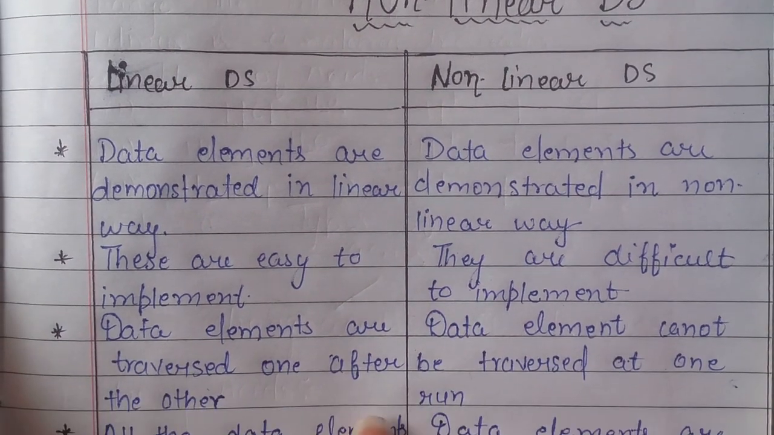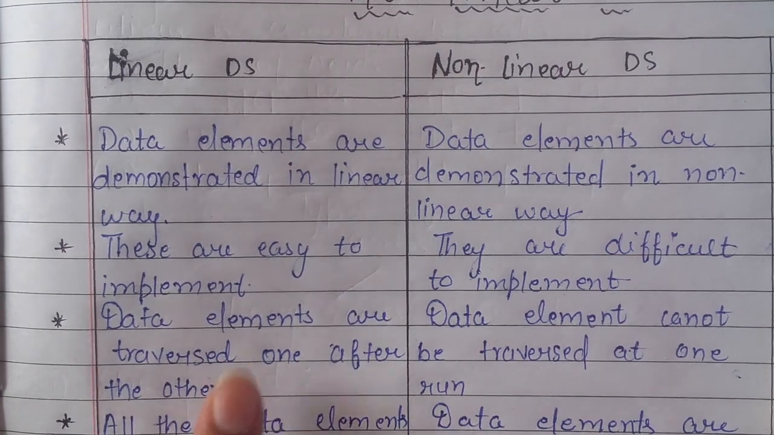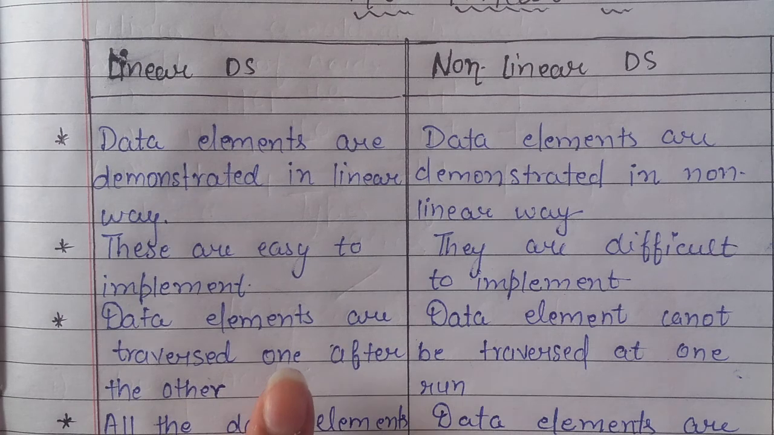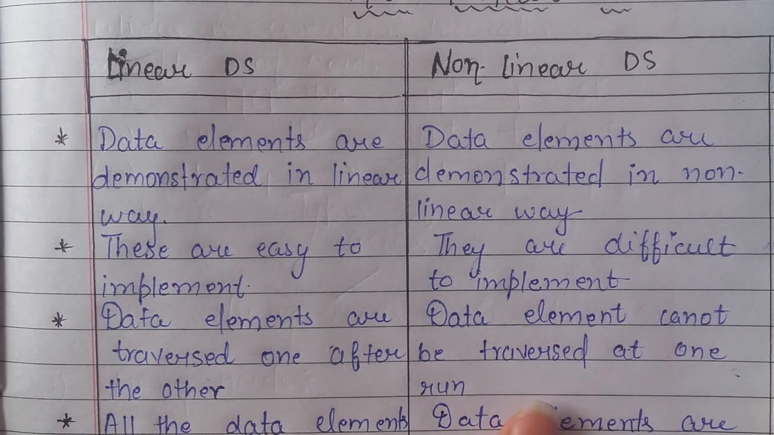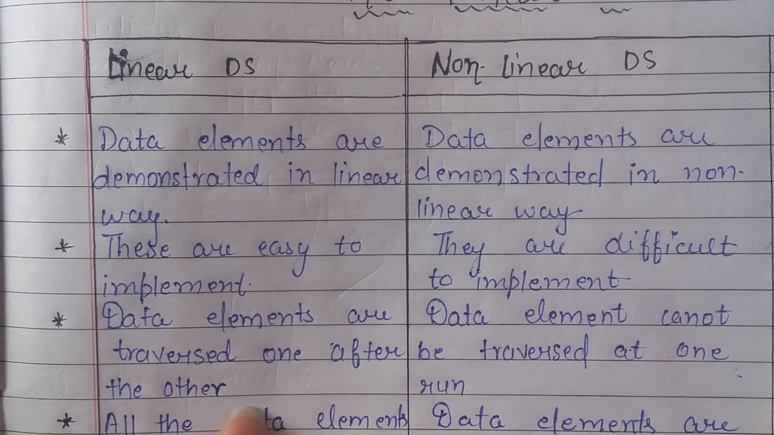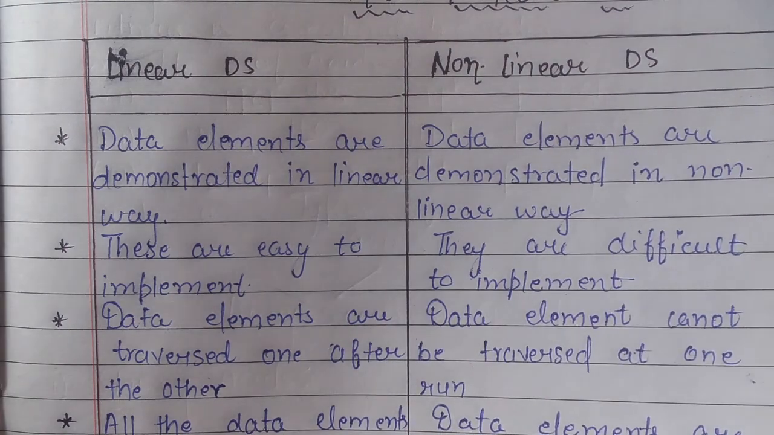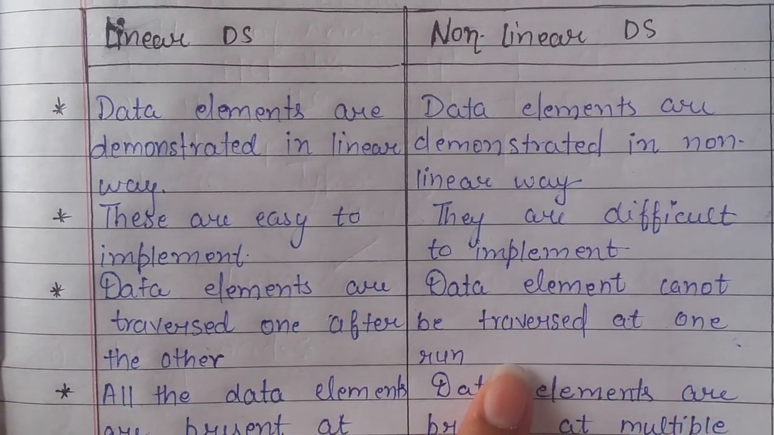Now the next difference is that data elements are traversed one after the other. In linear data structures, we can easily traverse the data elements in one run, but non-linear data structures cannot be traversed in one run. We have to make use of recursive calls for traversing non-linear data structures, but linear data structures can be easily traversed using the iteration method. So this is the basic complexity of non-linear data structures.